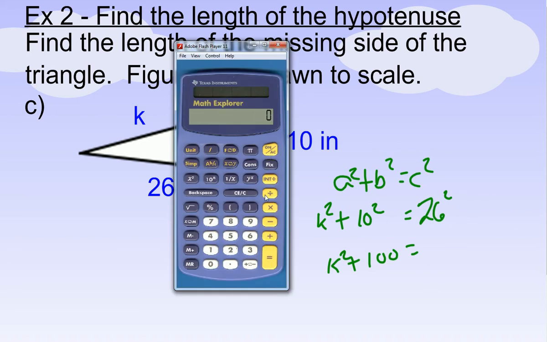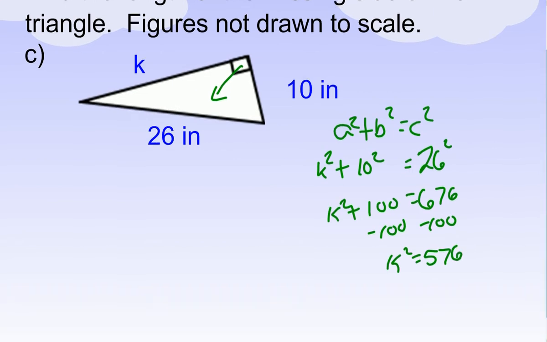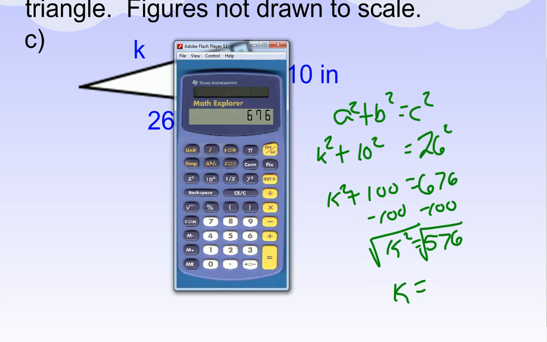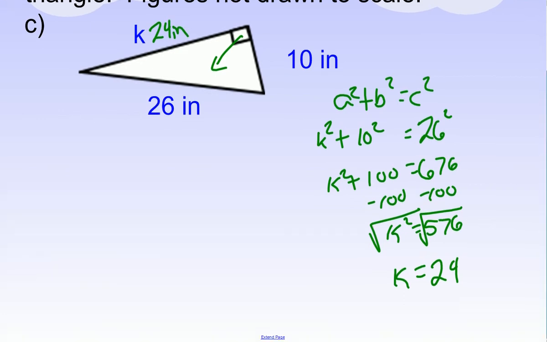26 squared, I have no clue. 26 squared, 676. Solve the variable, so I need to get the variable by itself. Subtract 100 to both sides. K squared equals 576. Finally, square root each side, and I get K equals the square root of 576, which is 24. So my missing side here is 24 inches long.